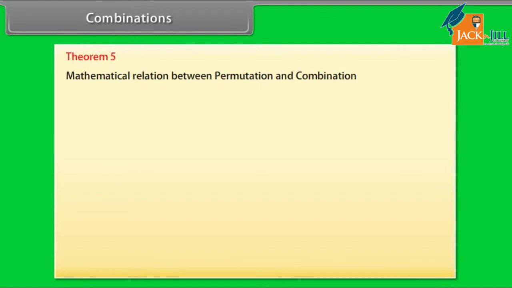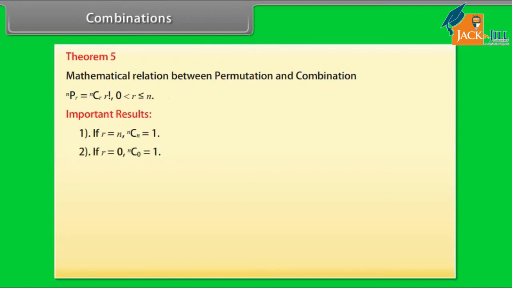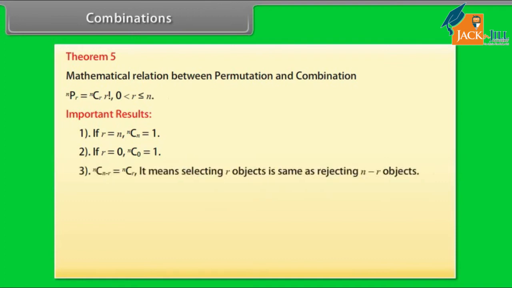Theorem 5. Mathematical relation between permutation and combination. nPr is equal to nCr into r factorial, where 0 is less than r, is less than or equal to n. Important results. 1. If r is equal to n, nCn is equal to 1. 2. If r is equal to 0, nC0 is equal to 1. 3. nC(n minus r) is equal to nCr. It means selecting r objects is same as rejecting n minus r objects.